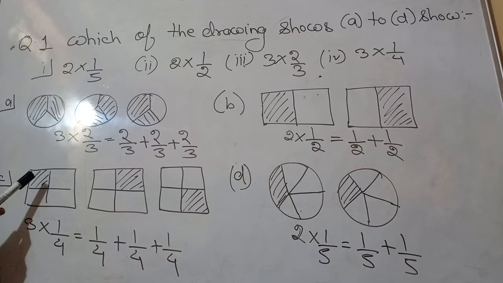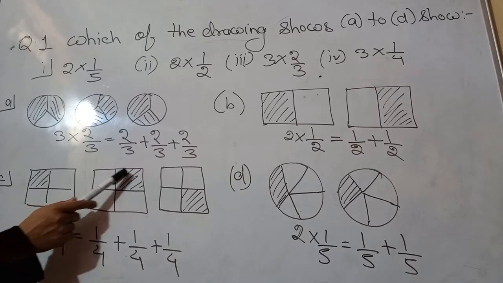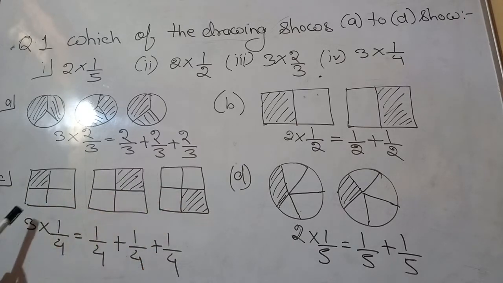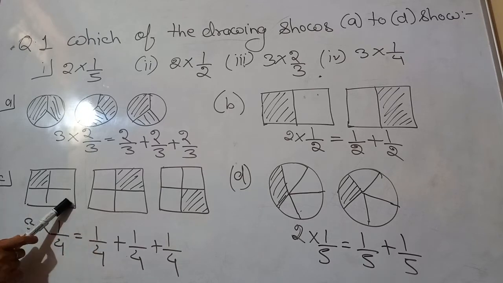Okay, so 1 out of 4, 1 out of 4 and 1 out of 4. It means there are total 3 drawings in which one part is shaded out of 4 parts. So how many times 1 by 4? 3 times. So 1 by 4 plus 1 by 4 plus 1 by 4. This is how you have to find out which drawing is related to which given fraction. And you have to do the same for options B and D. Okay.